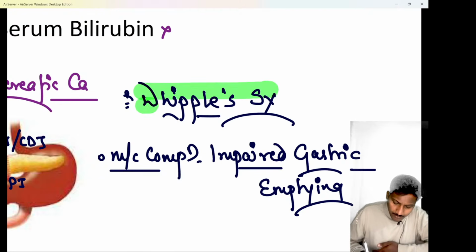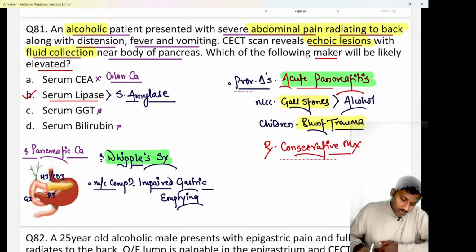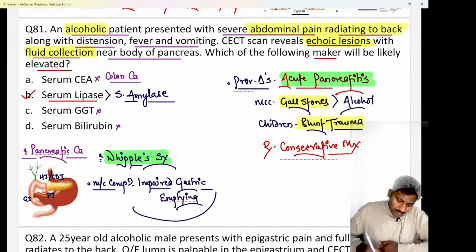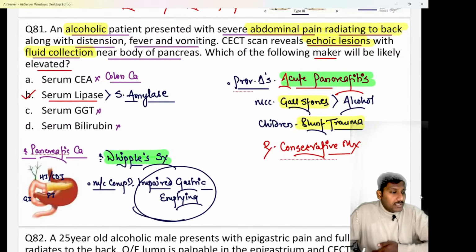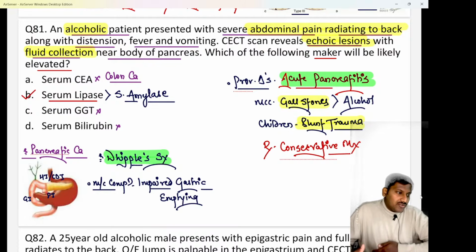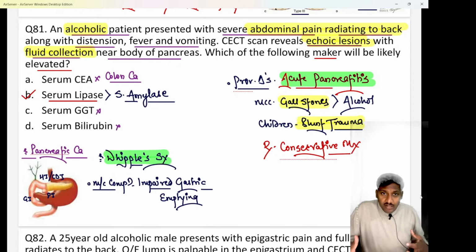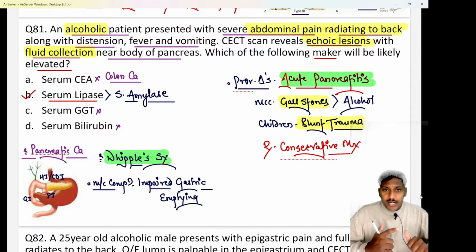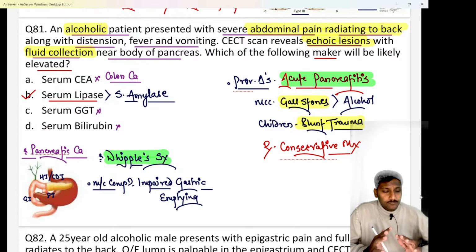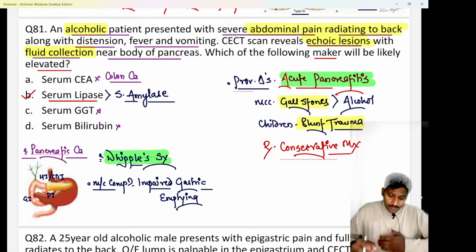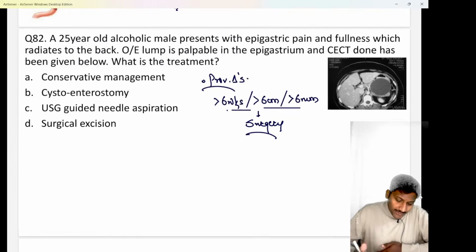Okay, so this is a Whipple's surgery, and if they ask you what is the most common complication of Whipple's, remember the most common complication of Whipple surgery is impaired gastric emptying. Okay? So a delayed or impaired gastric emptying is the commonest complication of Whipple's. The most common cause of death after Whipple's can be cardiovascular complications or anastomotic leak. These are the two leading causes of death after Whipple surgery: cardiovascular complications and the anastomotic leak. Clear?